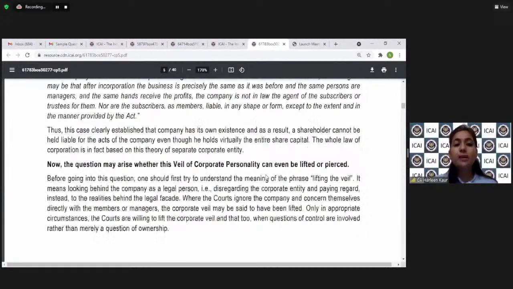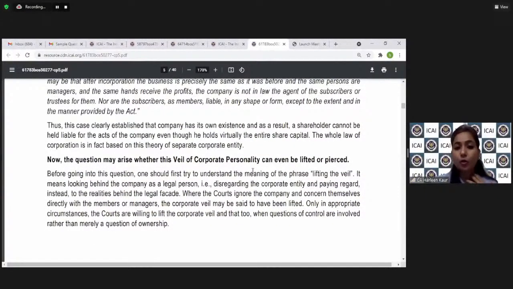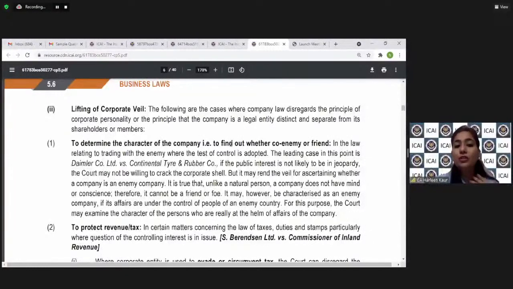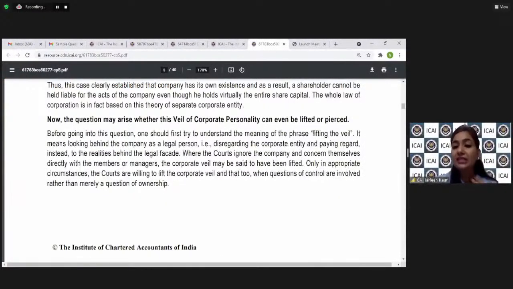a few cases where people at times try to take the disadvantage of corporate veil rules. Before going into this question, one should understand the meaning of the phrase lifting the veil. There are certain cases where we need to lift the veil. What is the meaning of lifting the veil? I told you this is the company, these are the shareholders, this is the veil which is existing. Now, if I lift the curtain, don't they become one? Yes, in the 5 cases which are going to come, the law will disregard the corporate entity, means it will say there is no shield between you and the members and shareholders, and the company will be treated as one.